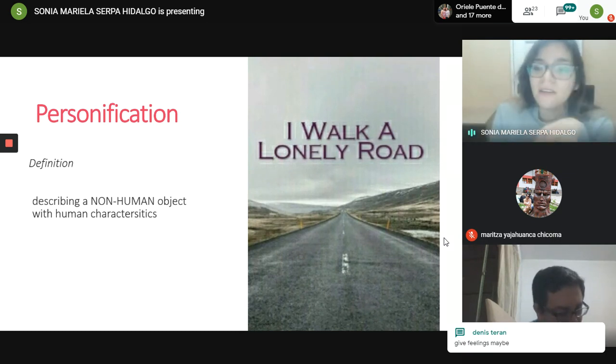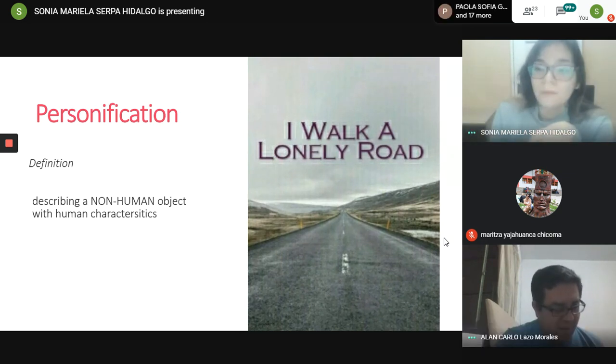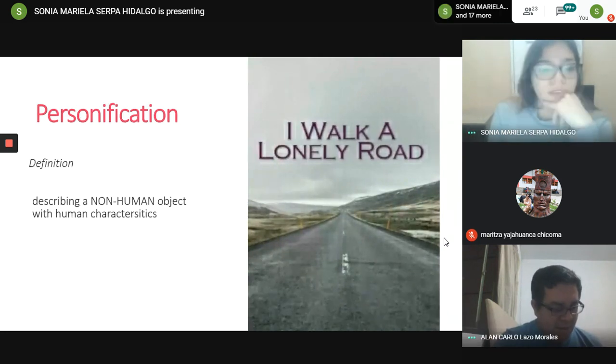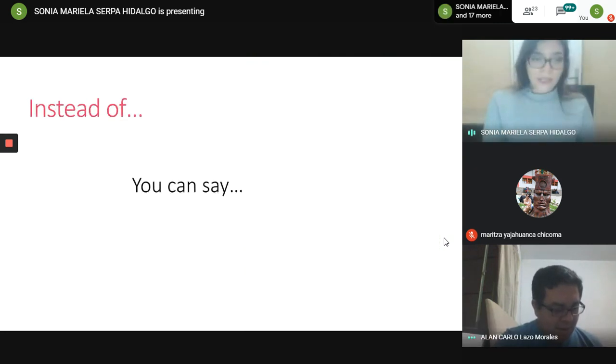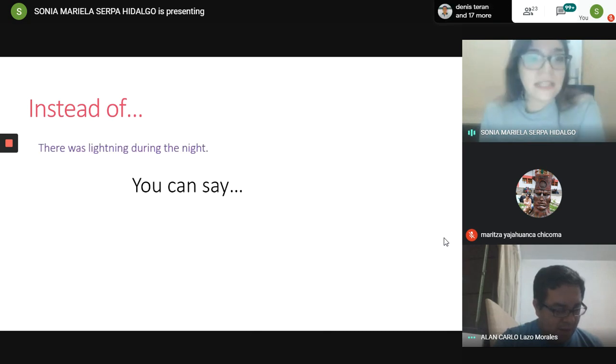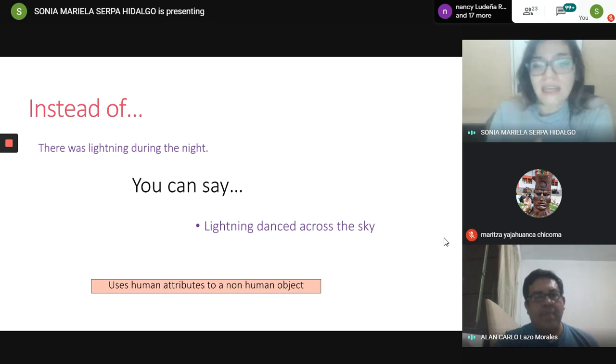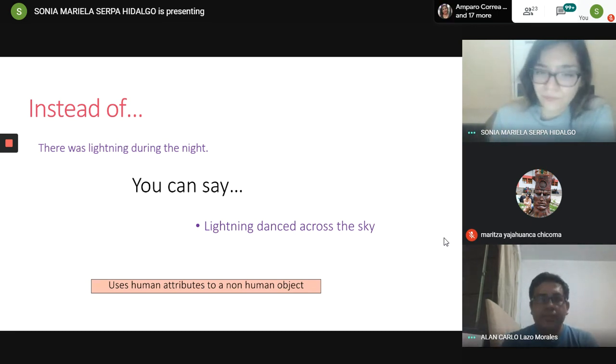For example, here, the object is the road, but we're describing the road with a human characteristic that is lonely. A road doesn't have feelings, but we're just describing the road because it's deserted. So I walk a lonely road. Nice. So how do we do that? We can say, instead of there was lightning during the night, you can say lightning danced across the sky, right? So here we're saying lightning danced, right? So that is a human attribute, and lightning is not a human object.